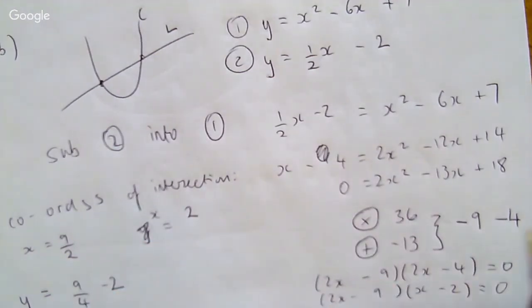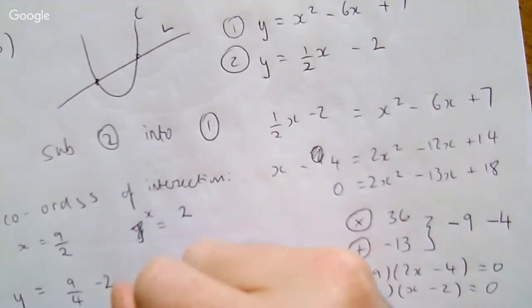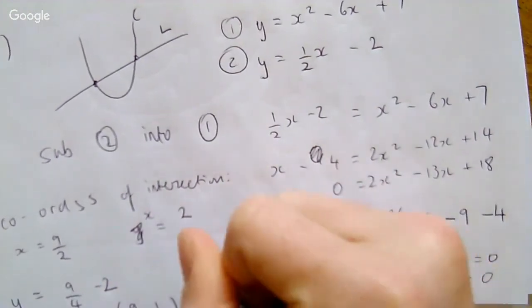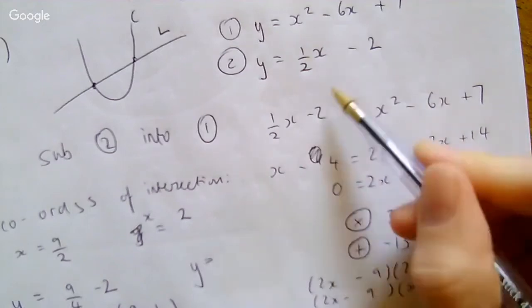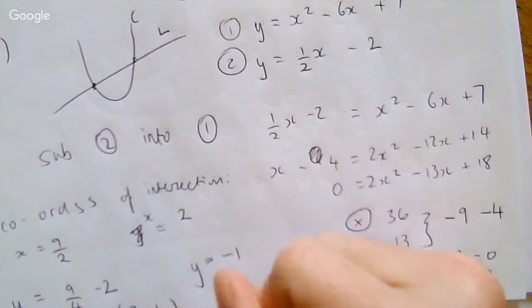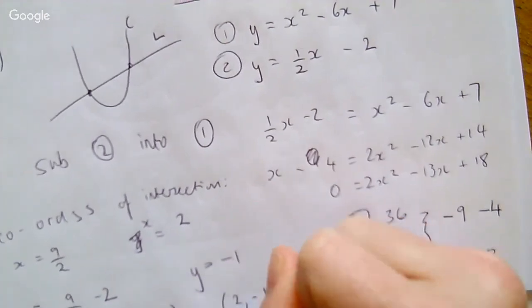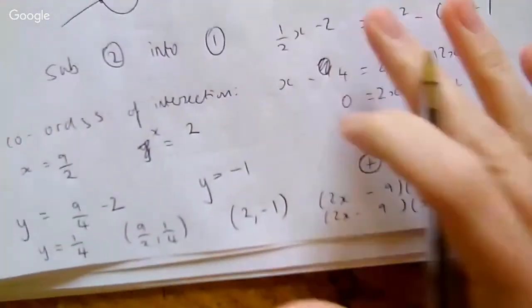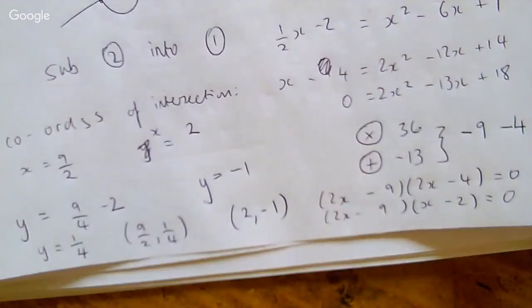I'm hoping that's right. So I've got 9 over 2 and 1 1/4. And then here, when x was 2, it's much simpler. So half of 2 is 1, take away 2. So y is equal to minus 1. So the other set of coordinates is 2, minus 1. Okay. Just check that's fine.